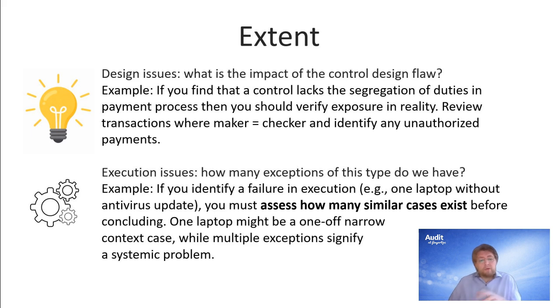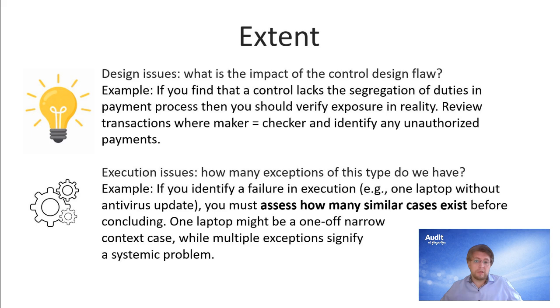Now, once we review the risk associated with the exception we identified, and we think that yes, there is a risk, something worth attention, the next step is to understand the extent, how big it is. So for design issues, it's simple. It's all about checking the business impact. For execution issues, it's not that straightforward. Of course, there are issues like lack of segregation of duties in the critical processes, like payment processing.